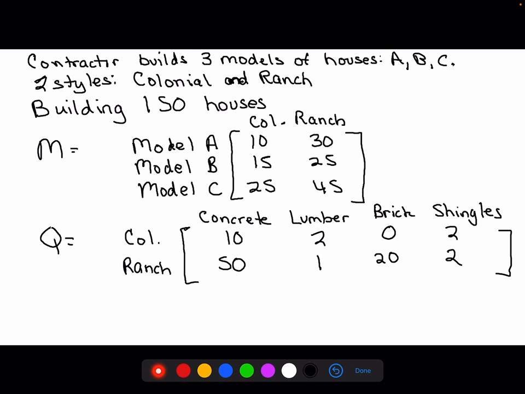Okay, so the colonial style, I think we're going by the amounts. I'm trying to figure out if that's like pounds and numbers. Like concrete is probably, what, 10 pounds? I don't know. It's not very clear on that exactly.